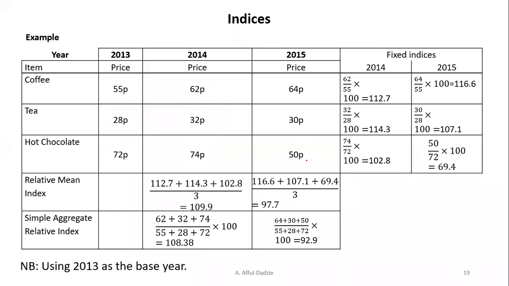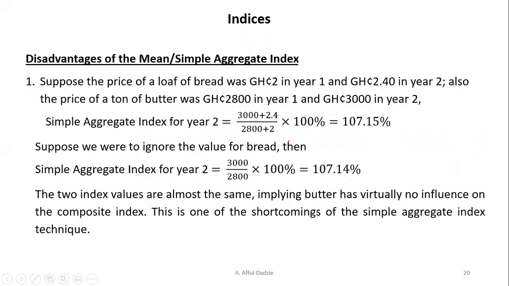Then for 2015, it's the same procedure. We sum all these, and we divide by the sum of all these, okay? And we multiply by 100. Please, are we okay? Everyone understands this, right? Very basic computation.